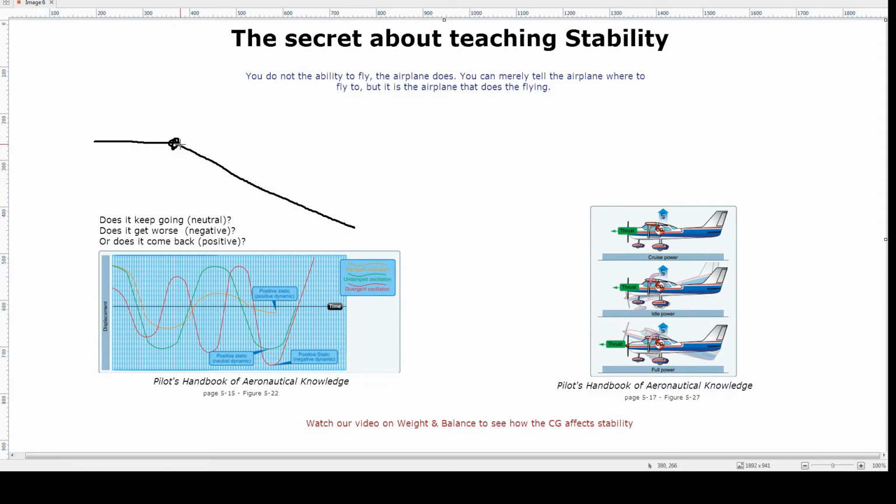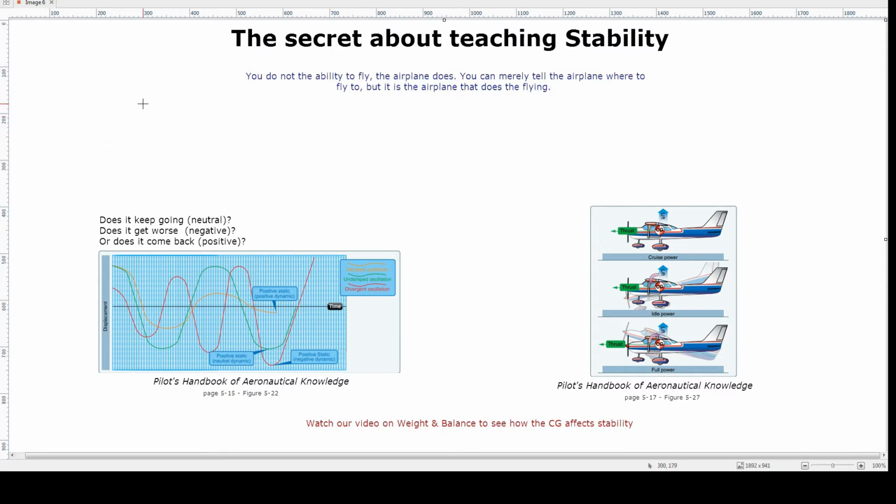The second possibility is that the airplane is going to try and go back to where it came from. We came from level flight, we pulled the power, and at some point the airplane is actually going to go back towards where it came from. Positive static stability. And the third is that after the change occurred, the reaction of the airplane gets worse and worse and worse. And that would be negative static stability.